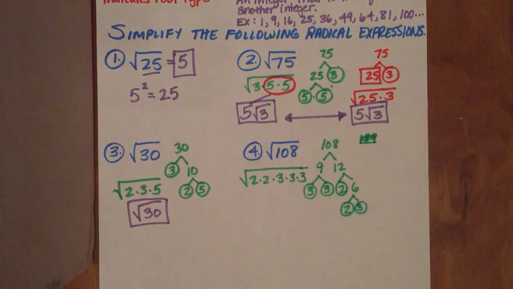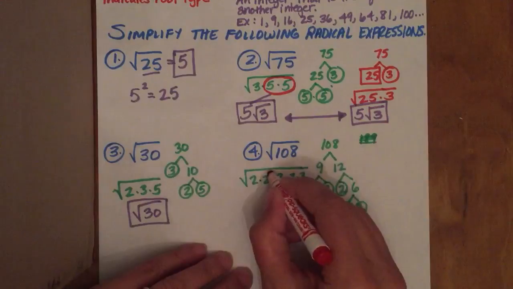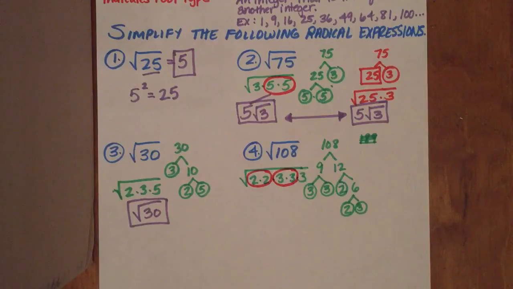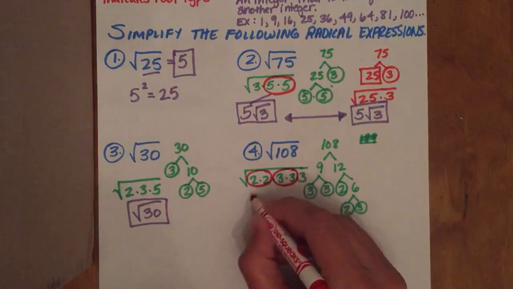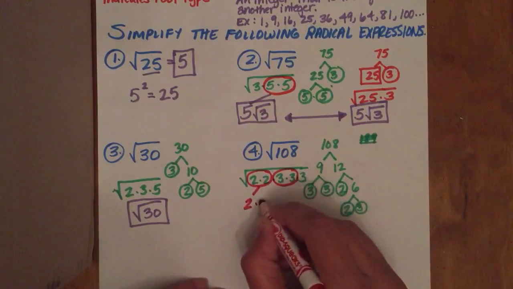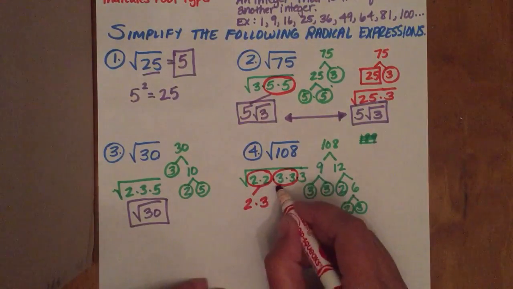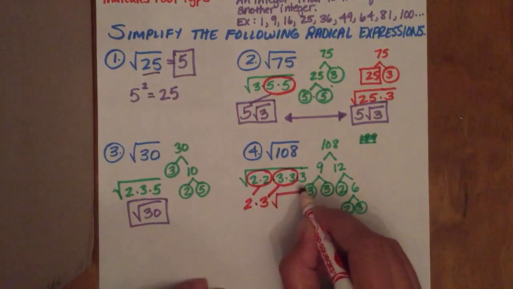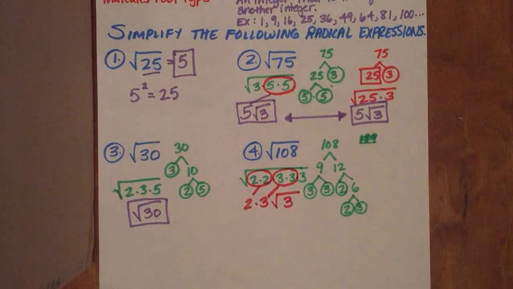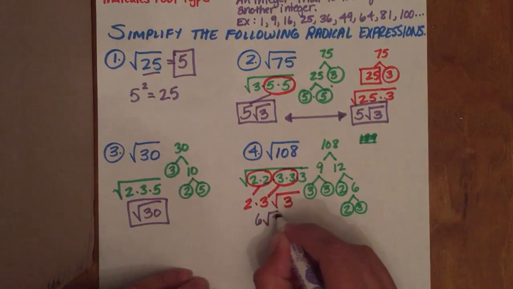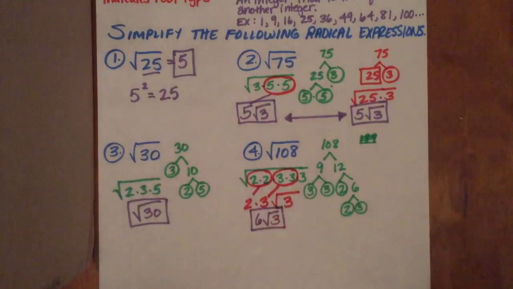So like we talked about before, once you have this, you look for pairs. I've got a pair of 2s, and I've got a pair of 3s. And remember, the rule is for each pair, 1 comes out. So a 2 is going to come out, a 3 is going to come out, and this is all multiplication. So whatever you bring out is multiplied together. I brought out a 2 and a 3. Those are going to be multiplied. And then I have a 3 without a buddy underneath. It's a single. So my last step is just going to be to combine all of my terms. 2 times 3 is 6. So my answer is 6 times the square root of 3.